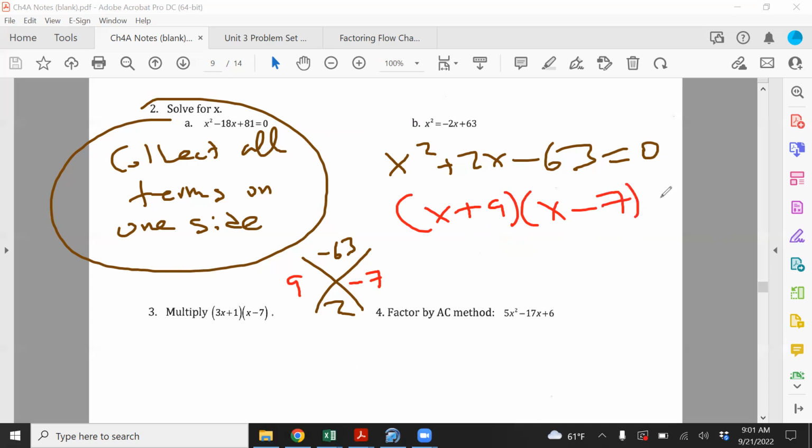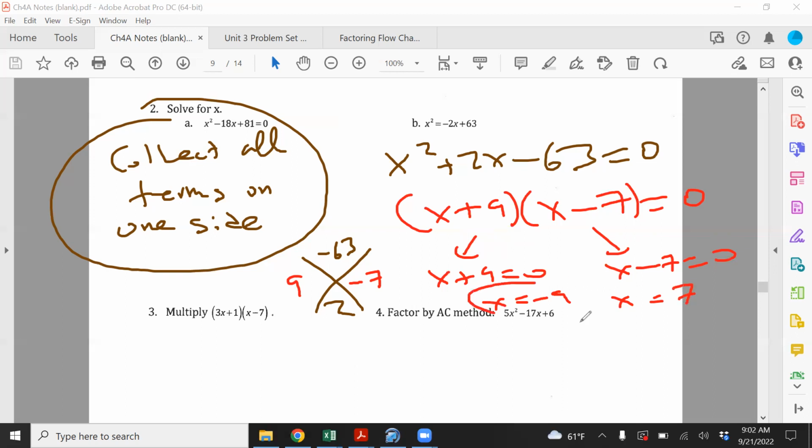So anyway, now either this has to equal 0 or this has to equal 0. Of course, x would be -9 for the first one or 7 for the other one. So you get 2 answers, -9 or 7. Either one would make the equation work.